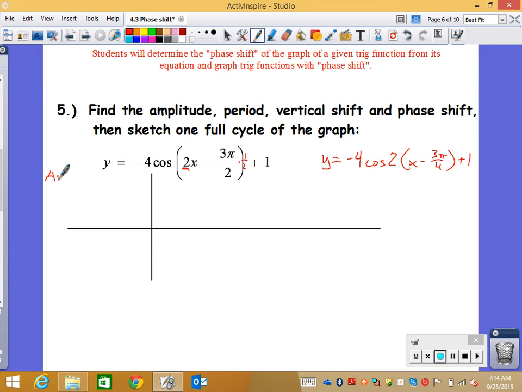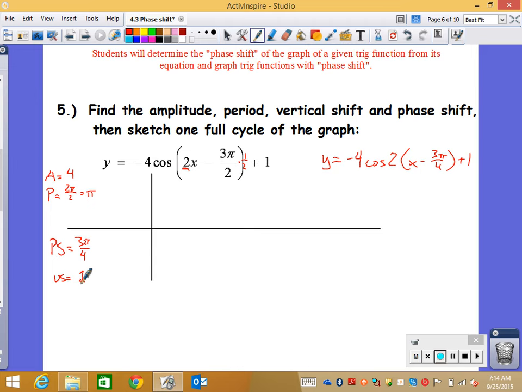A, amplitude. Well, it's the absolute value of that negative 4, so 4. The only thing that negative sign does is it flips it, and we'll do that right away just to get it out of the way. My period, which is 2 pi divided by b, so just pi. Phase shifting. Well, my x is subtracting a 3 pi over 4, so it's a positive 3 pi over 4. And then a vertical shift of positive 1.